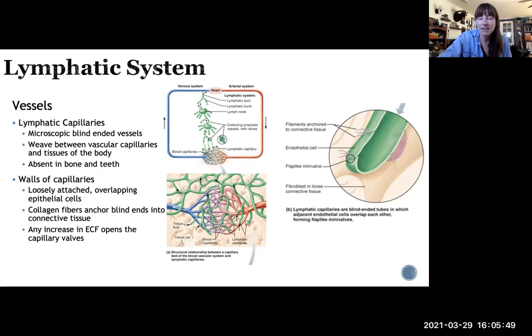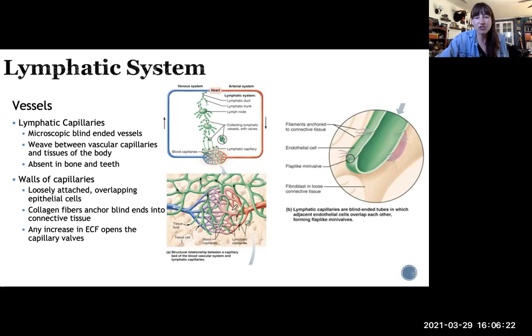Since your blood capillaries are basically one continuous chain, they don't really need to be anchored so much. But since your lymphatic capillaries are these dead end tubes, they might get moved around, right? So you have these little filaments which anchor the ends of the capillaries in the connective tissue surrounding the capillary bed. These fibers are made of collagen, so they're very strong and a little stretchy.